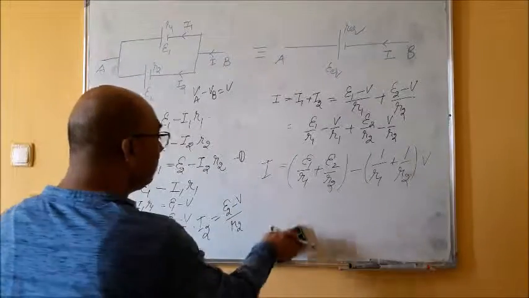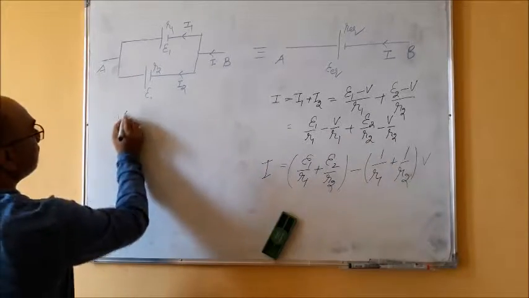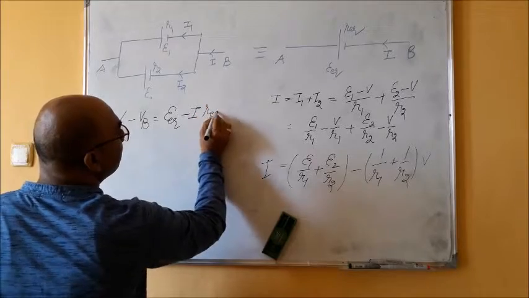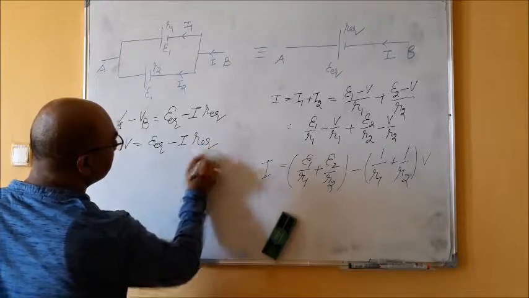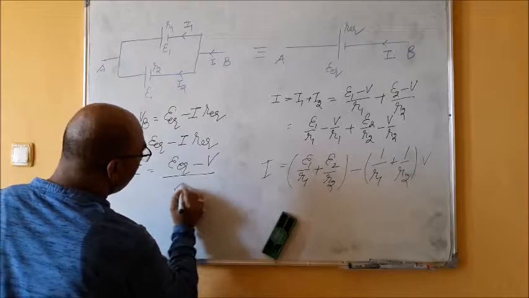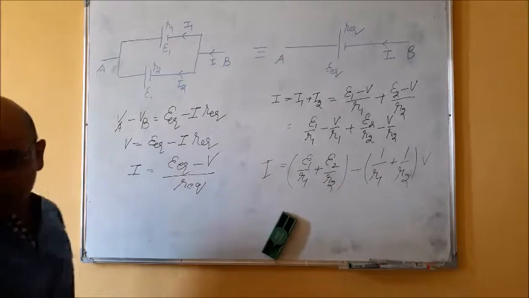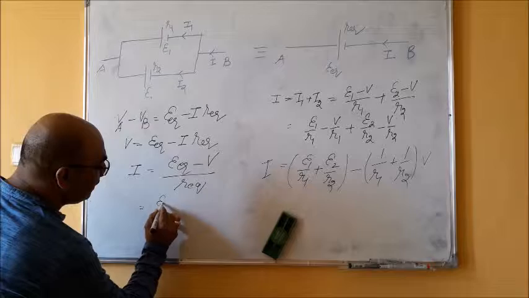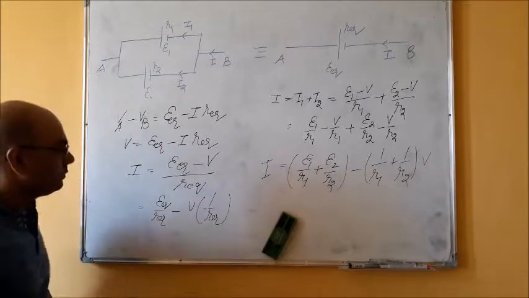Now same thing we will try to find for this circuit. So for this circuit, again I am writing the concept of cell, that VA minus VB is given by E equivalent minus I R equivalent, right? So what is VA minus VB? V is E equivalent minus I R equivalent. So what is I now? When you substitute this, E equivalent minus V upon R equivalent. This is okay. So you compare this with our expression. So E equivalent upon R equivalent minus V times 1 upon R equivalent. This is the value of I.